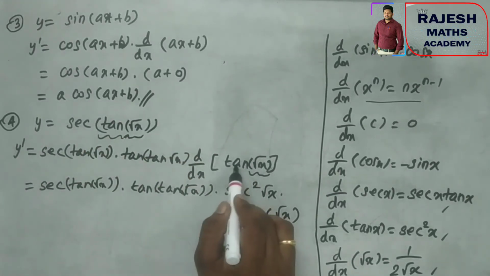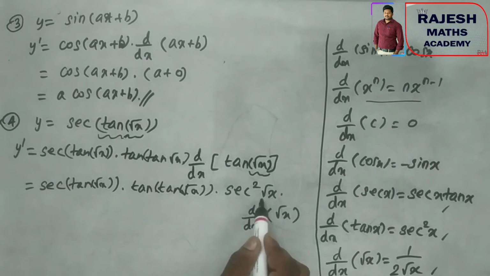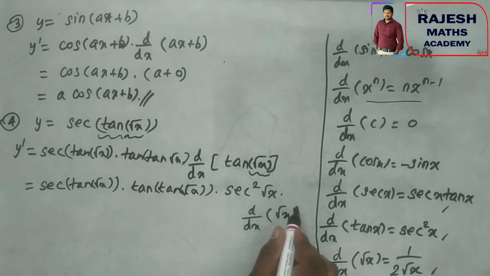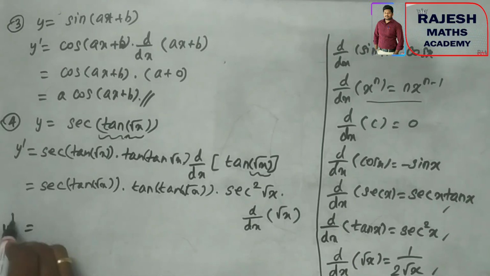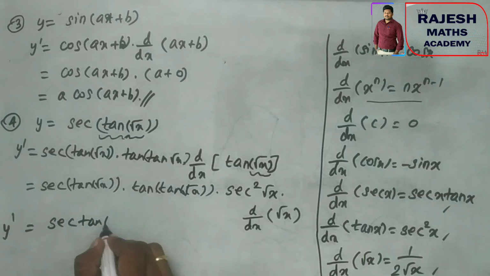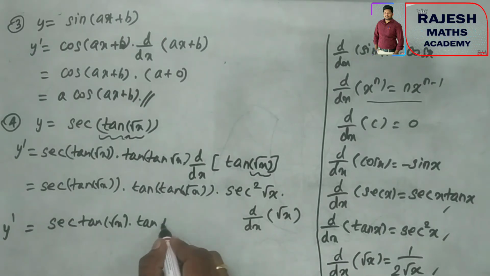Here also it is a composition of two functions. Differentiation of tan x equals secant square x, so secant square root x will come. Again, d by dx of what is in the place of x, root x is available. Now we apply d by dx of root x, which equals 1 by 2 root x. So finally I am writing y dash equals secant of tan of root x into tan of tan root x into secant square root x.